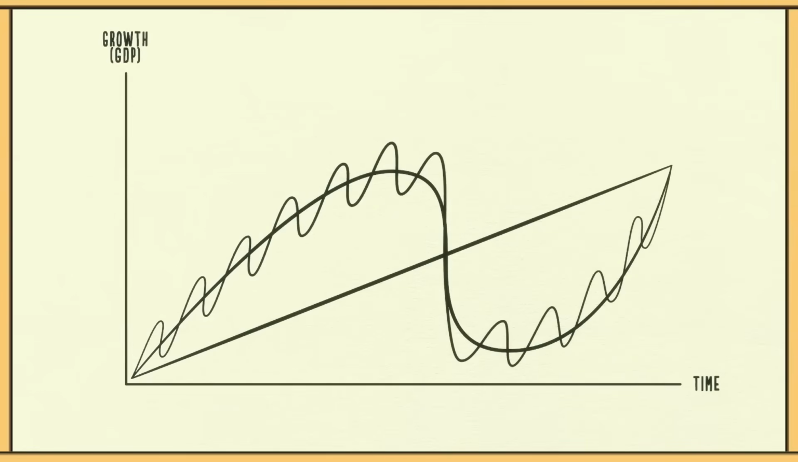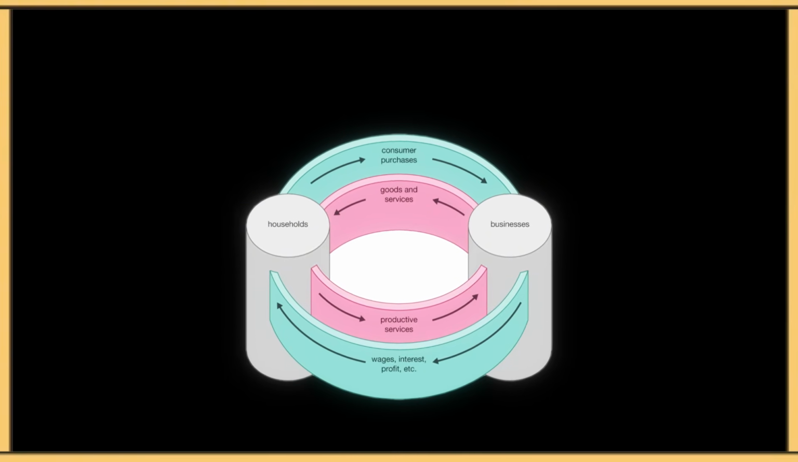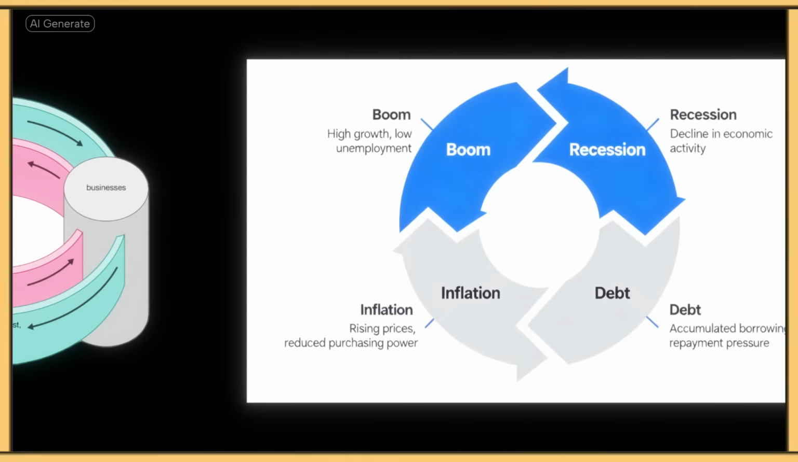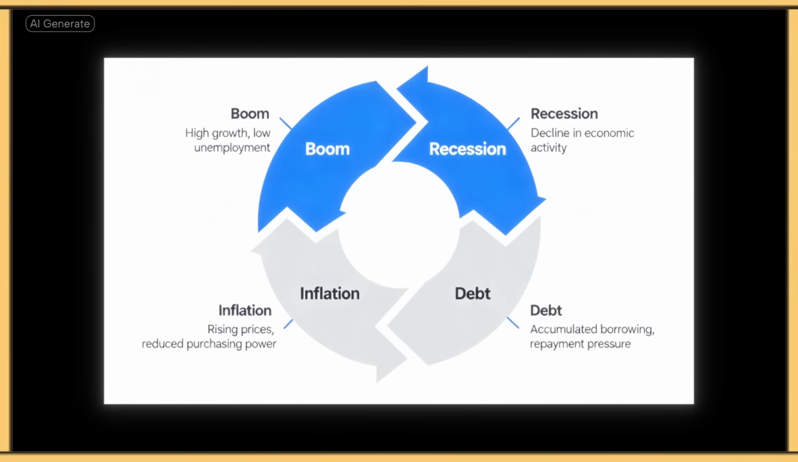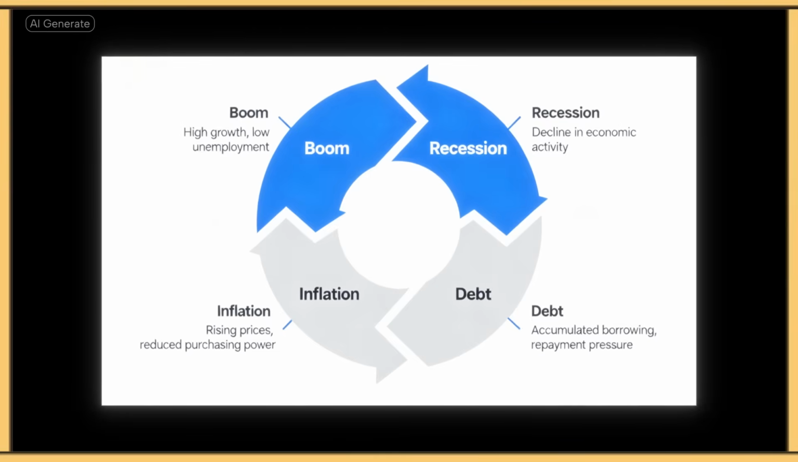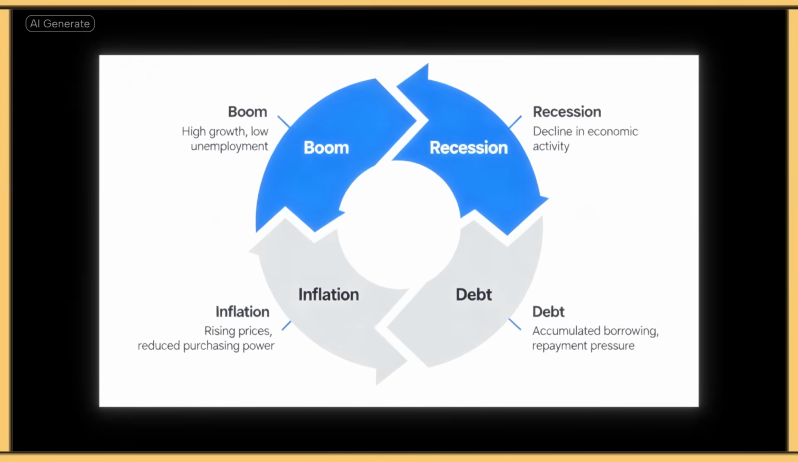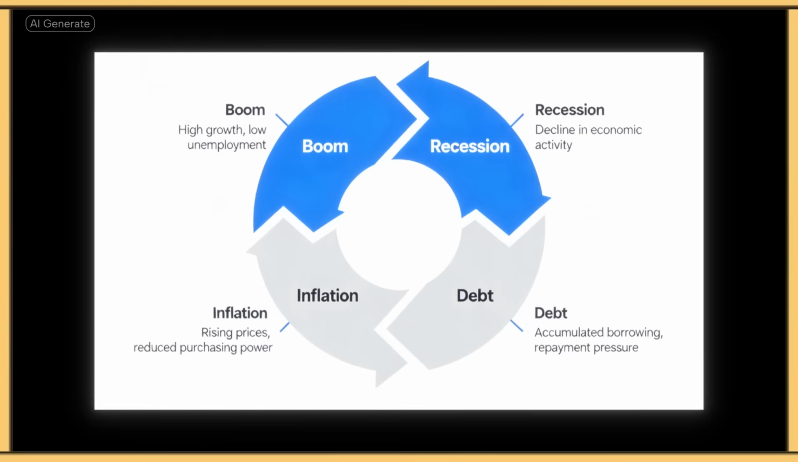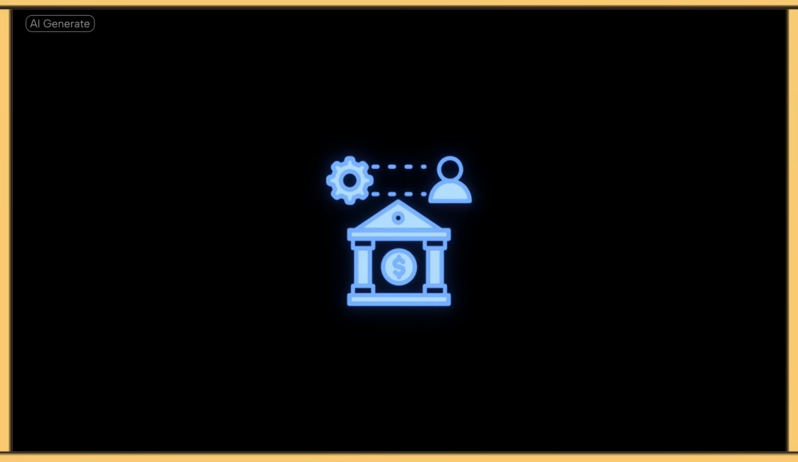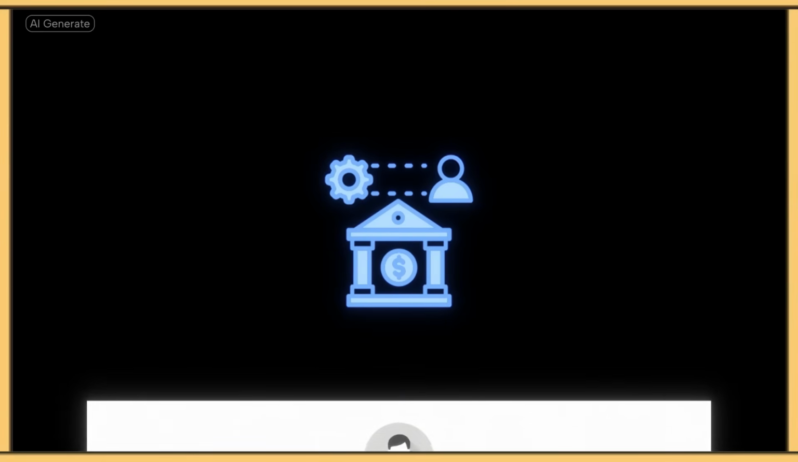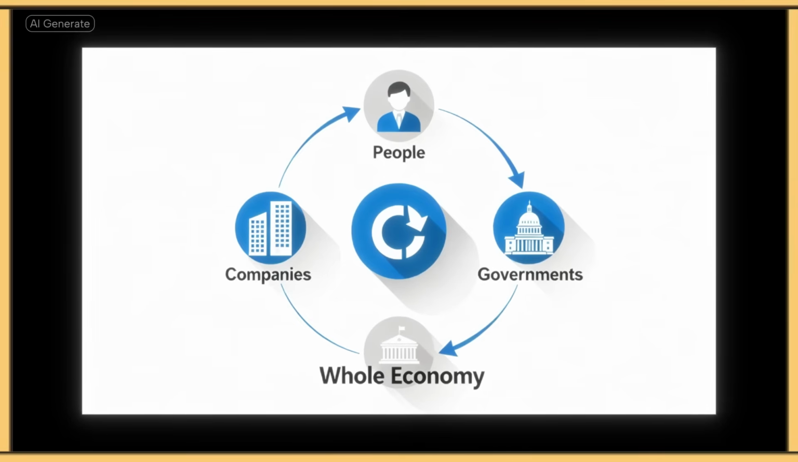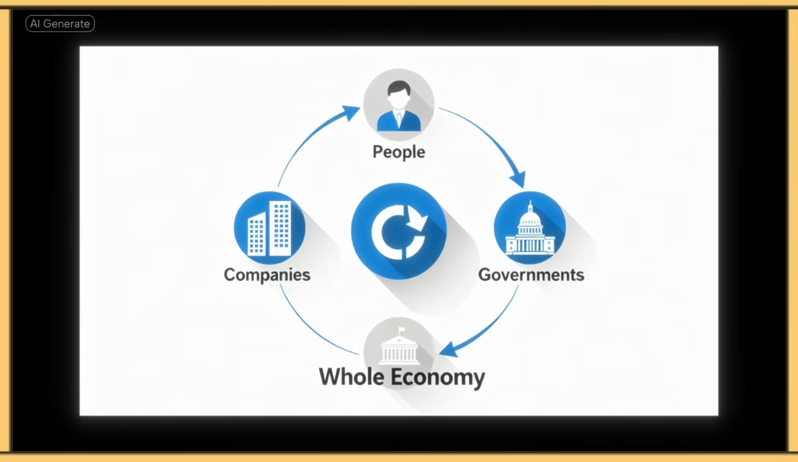The economy might seem complicated, but it actually functions like a simple machine. Once you understand the basic parts and how they interact, everything becomes clearer. Booms, recessions, inflation, debt, all of it follows predictable patterns. The entire economic system is built from something very small: transactions. When you combine millions of transactions made by people, companies, and governments, you get the whole economy.